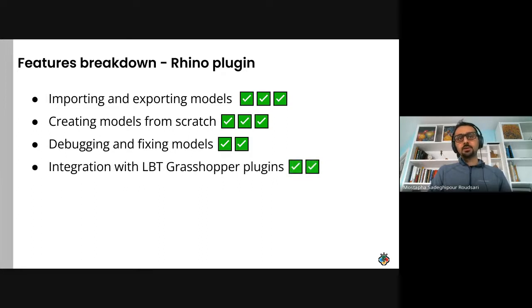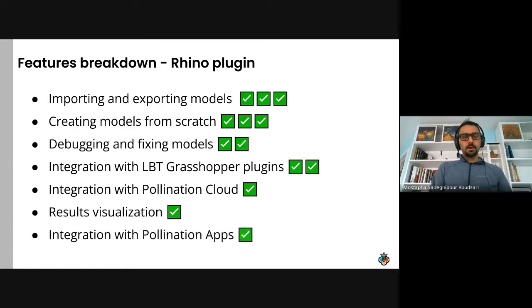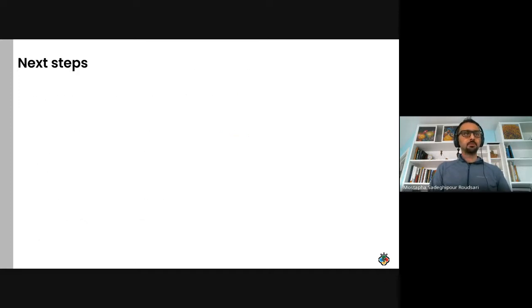Integration with Ladybug Tools Grasshopper plugins works pretty well. We have some work to do on resources that we're working on, but for most of your cases, you can work with it. Pollination Cloud integration is good. You can run it, but we haven't worked a lot on the UI. That's something that comes with apps. And for result visualization, as you see, we are actively working to make it better. The integration with the Pollination app is working, but we have to do more on that.